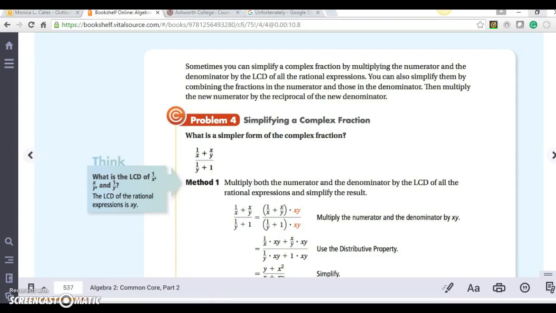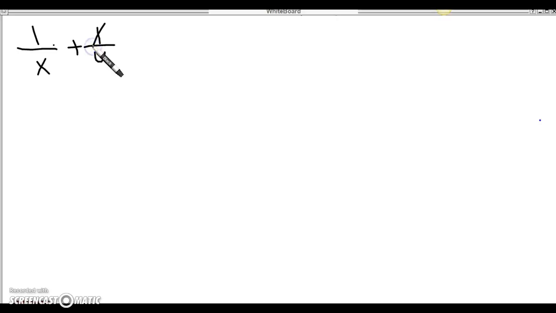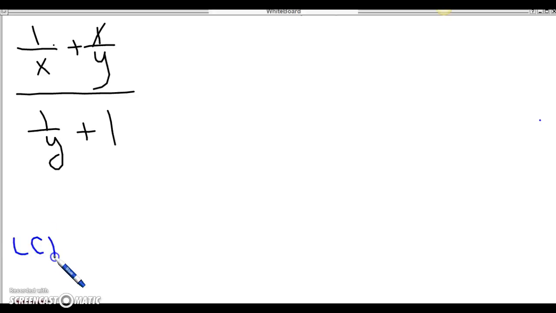methods. So we have 1 over x plus x over y, all over 1 over y plus 1. So the method that I choose to use, I'm going to add my numerator, then I'm going to add my denominator. So first, looking at the numerator, my least common denominator, they have an x and they have a y. So my least common denominator is xy.